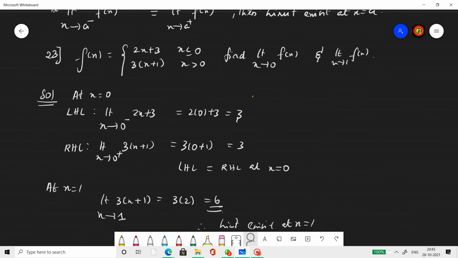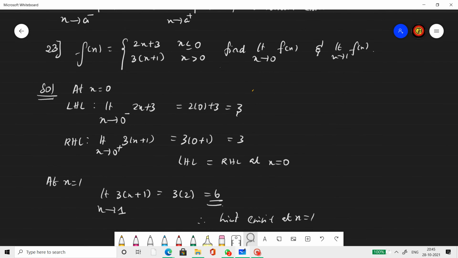Now let's take this question. This is from the NCERT textbook, CBSE. Question number 23. f of x is 2x plus 3 when x is less than or equal to 0 and 3 times x plus 1 when x is greater than 0. They ask to find the limit at 0 and at 1.